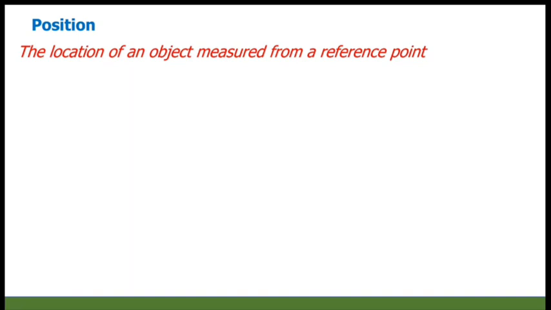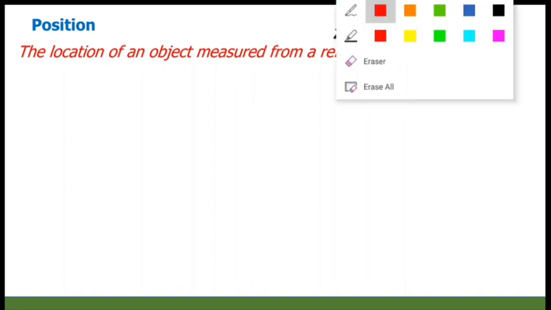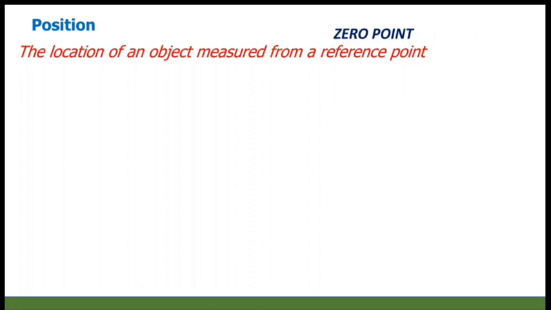In this video, we're going to discuss position. Well, position is simply the location of an object measured from a reference point. Now, another word for reference point simply means a 0 point. Where do you start doing the measurement?